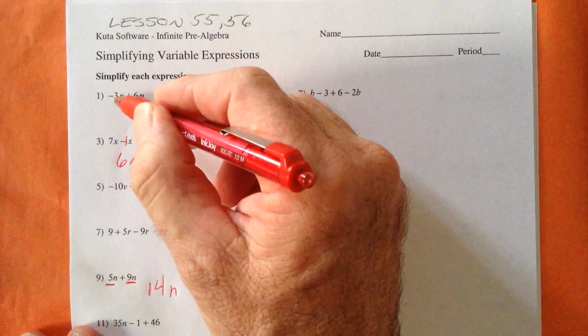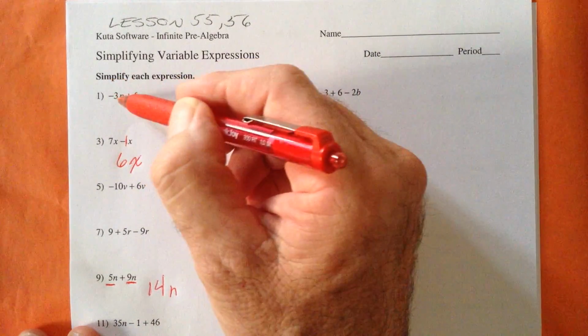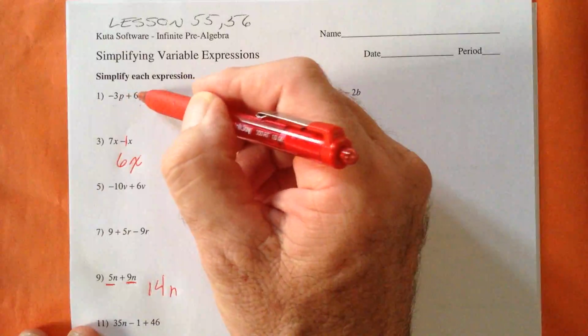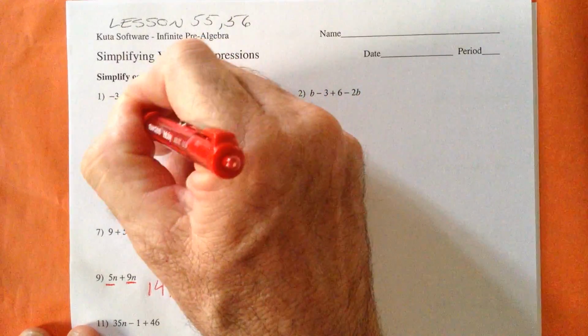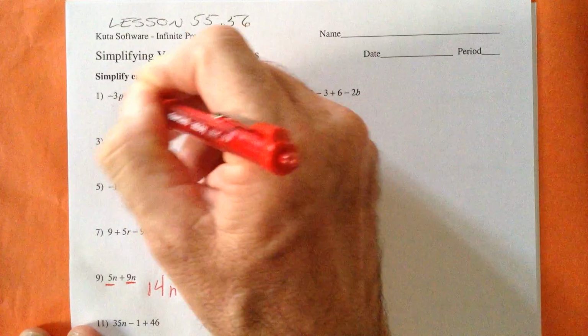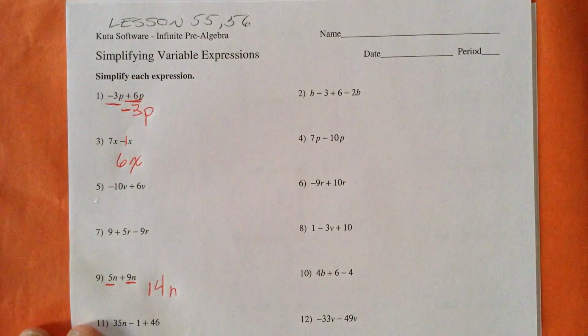Just like here, I got 3p and 6p, but this is negative 3p plus 6p. So negative 3 plus 6, that'll be 3p. So I'm just taking these two and putting them together.